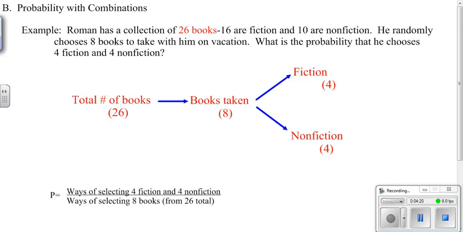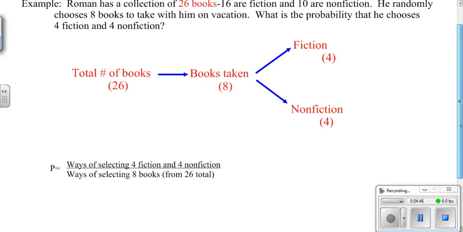Probability with combinations makes things a little bit more tricky. So let's look at an example real quick here. Roman has a collection of 26 books. Good job, Roman. 16 are fiction and 10 are nonfiction. He randomly chooses 8 books to take with him on vacation. What is the probability that he chooses 4 fiction and 4 nonfiction out of that total 26?